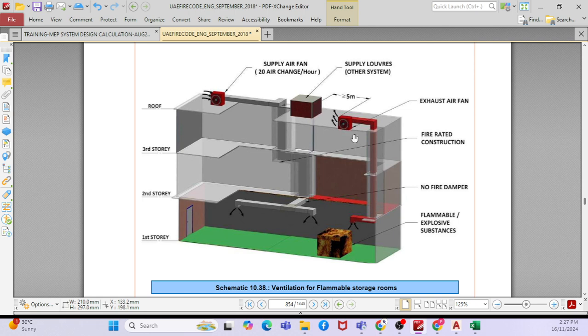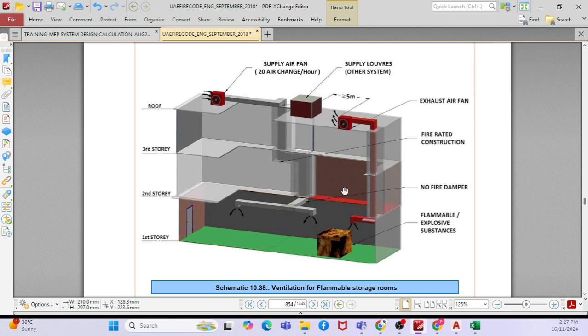You said you can take the makeup air from the intermediate plant room. Yes, that is allowed. We can put it in the intermediate plant room, or we still put it inside the fire room, the room that we're talking about, like for example the flammable room. No, it's only in the plant rooms, right?